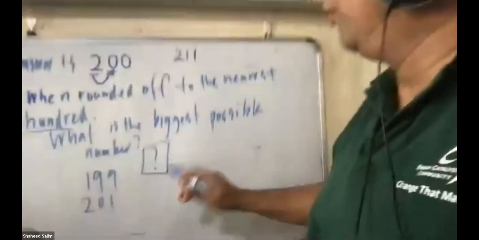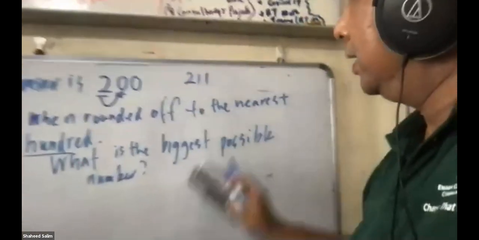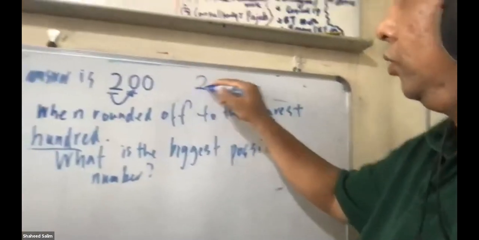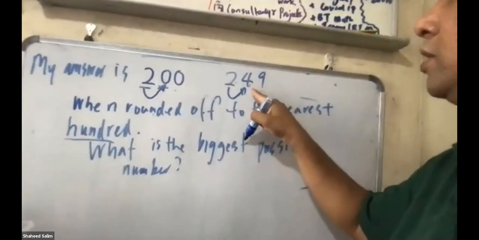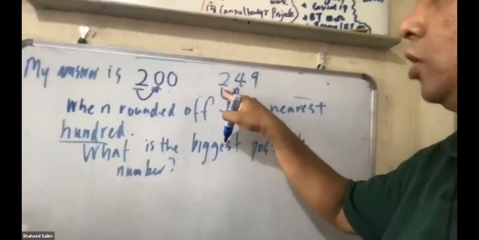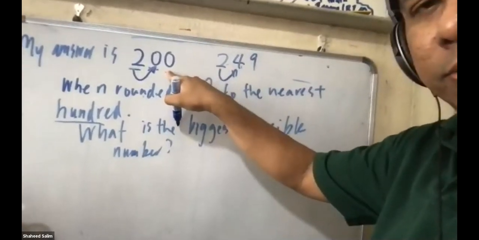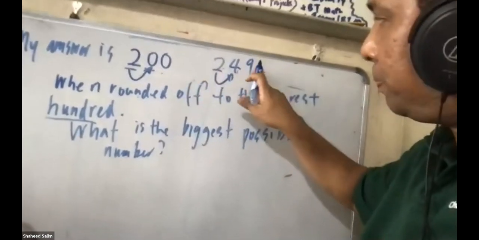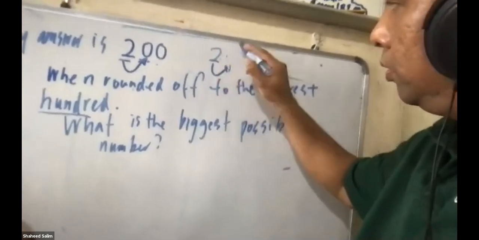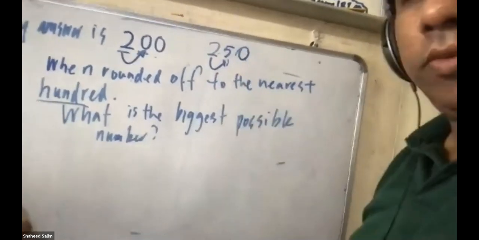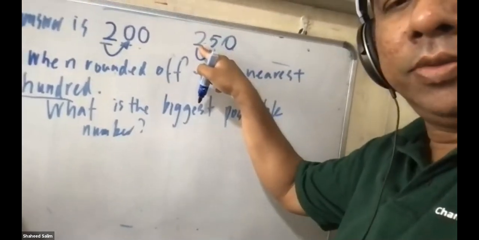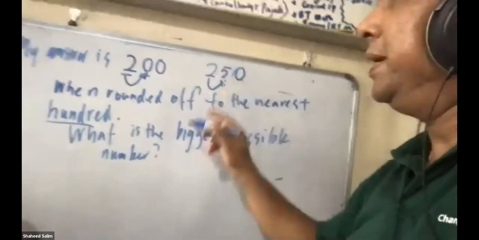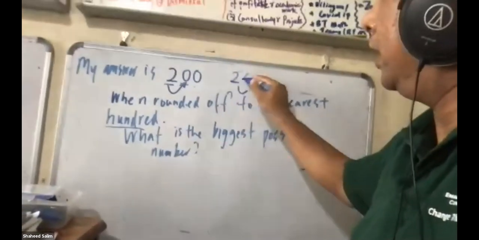Sir, is it 249? Let's try 249. I look at down here. Because it's 4, I don't plus 1, right? So my answer will become 200. But if I just plus 1 more, 250, because I must plus 1, it becomes 300. Can see now? So the biggest possible is 249.